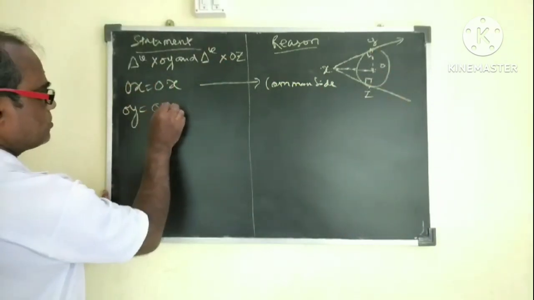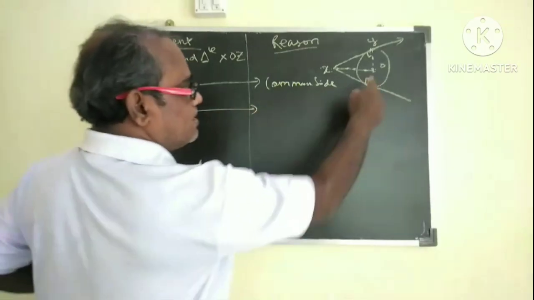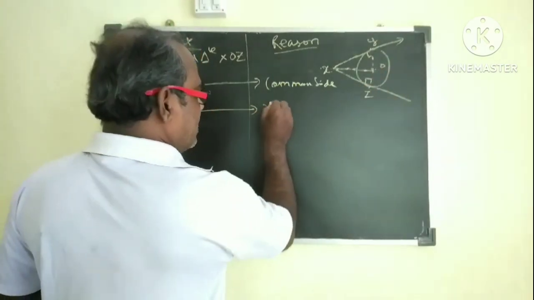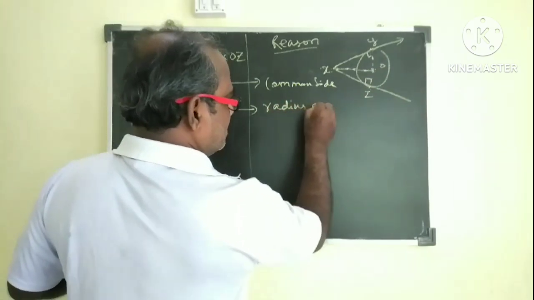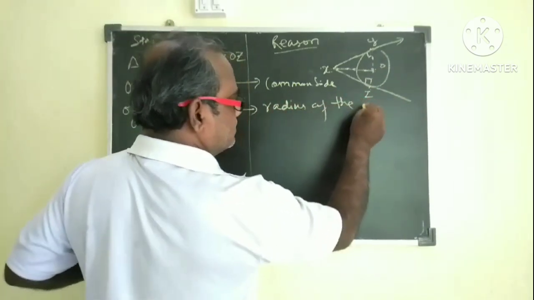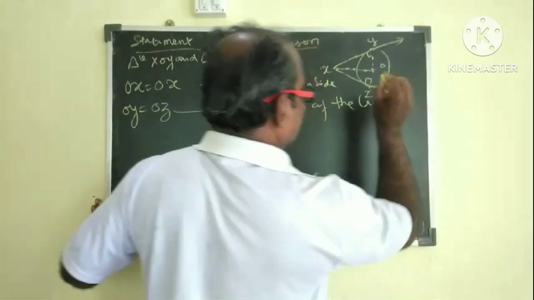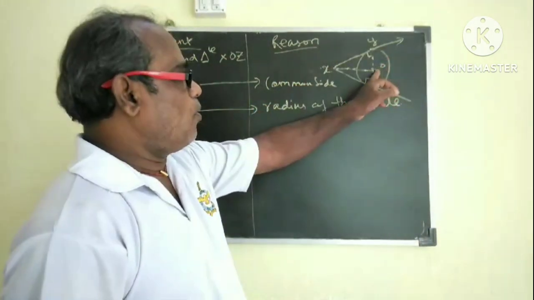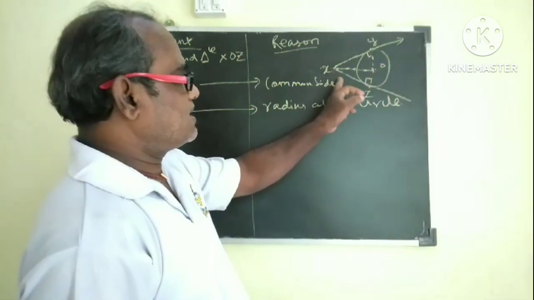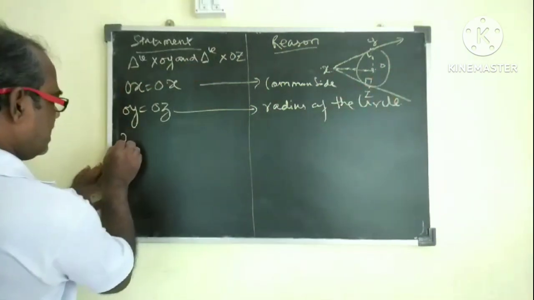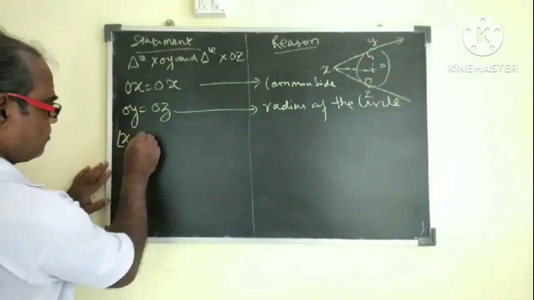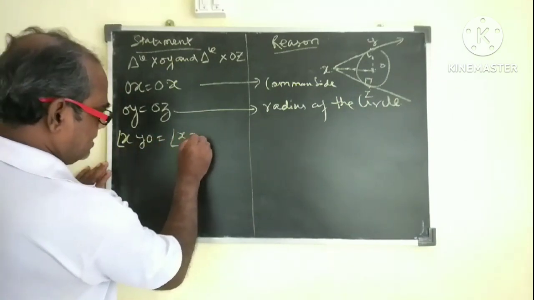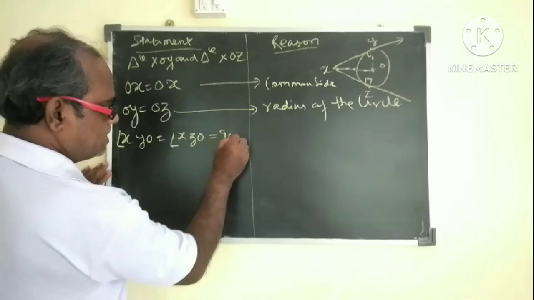Next, OY is equal to OZ. Why? The reason is OY is a radius and OZ is also a radius of the circle. Next, angle XYO is equal to angle XZO, equal to 90 degrees.